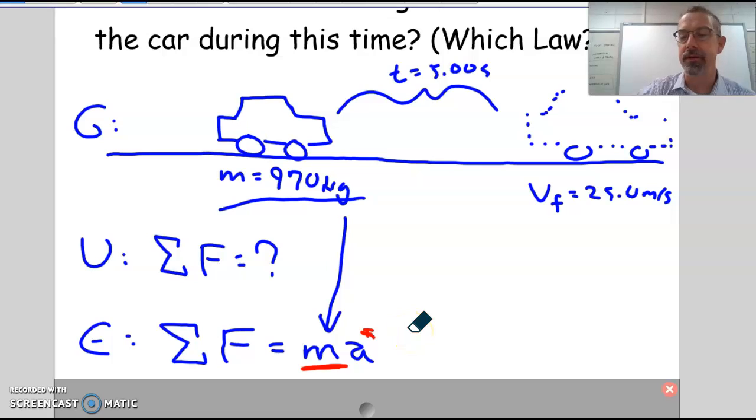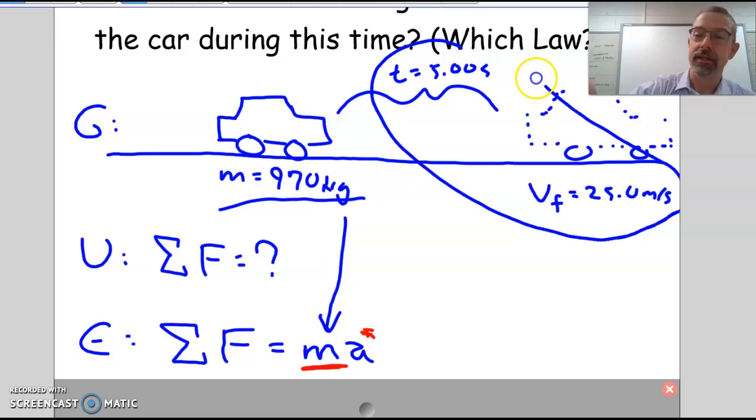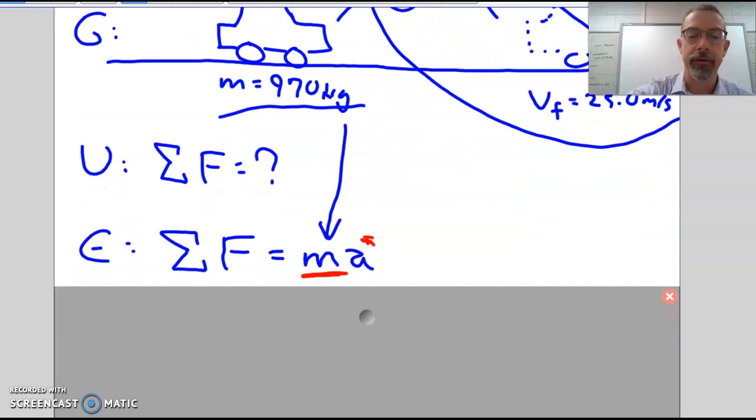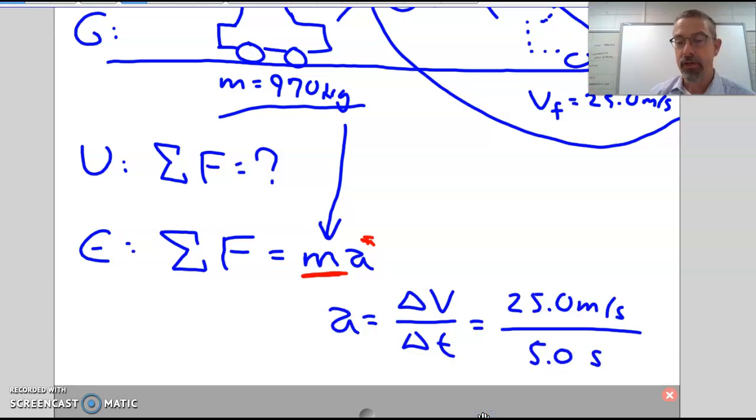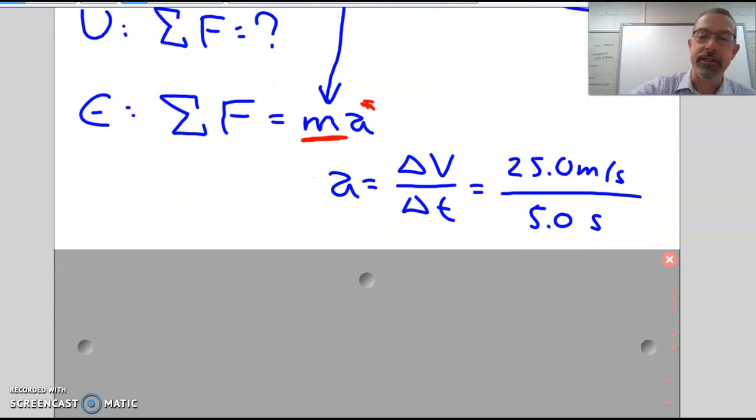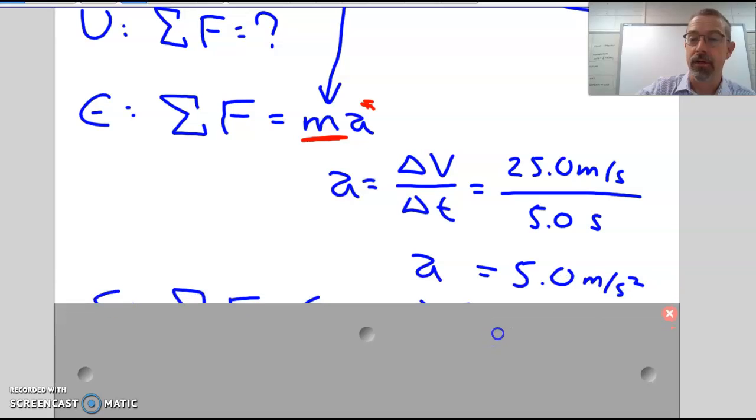That's going to be the deal with some of these problems, that you have to incorporate some previous ideas dealing with velocity. So if F equals ma, my acceleration is simply my change in velocity divided by my time in this problem. You'll have different variations of this. So 25 meters per second divided by 5 seconds yields an acceleration of 5 meters per second squared.